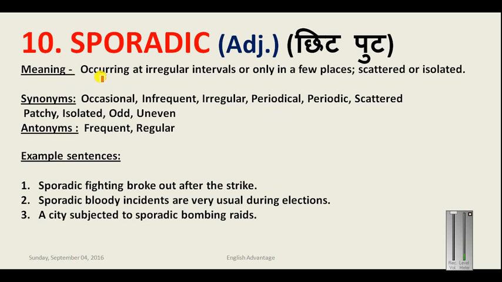So sporadic, you can link this word with random. Sporadic means something that is random, not regular. Synonyms: occasional, infrequent, irregular, periodical, periodic, scattered, uneven, isolated, and patchy. Very important words. And if something is frequent and regular, this is not sporadic. So sporadic means something occurring at irregular intervals or only in a few places.